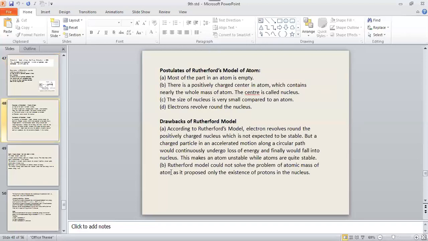So these are the observations. On the basis of this experiment of alpha particle scattering, these observations were given by Rutherford. Most of the part in the atom is empty. Second, there is a positively charged center in the atom. It contains nearly the whole mass of the atom, and this center is called the nucleus.